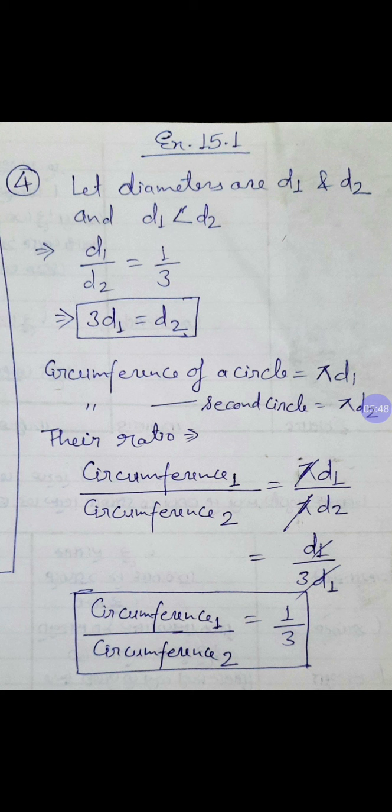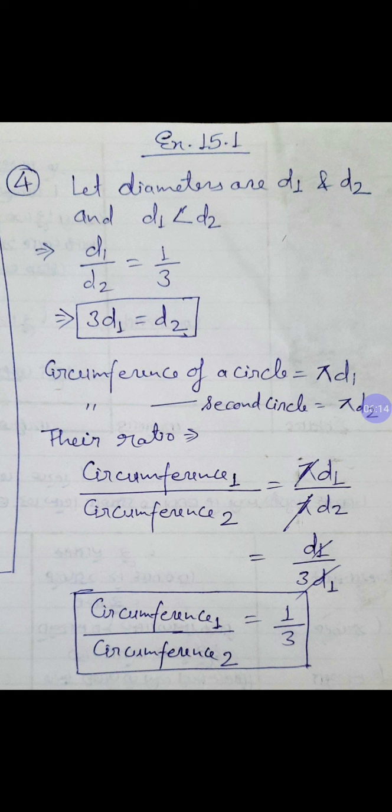Okay, so as I have solved here, let the diameters be d1 and d2. We have assumed d1 is less than d2. Why? Because one should be less and one should be more, because the ratio is 1:3. So d1 upon d2 is equal to 1 upon 3. So we cross multiply, so 3d1 will be d2.